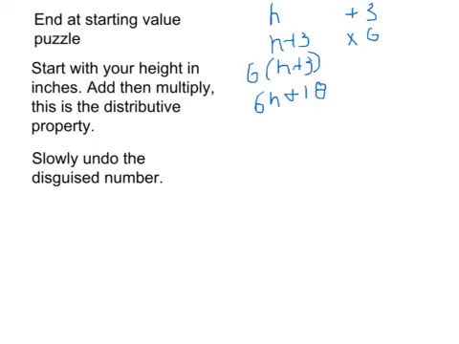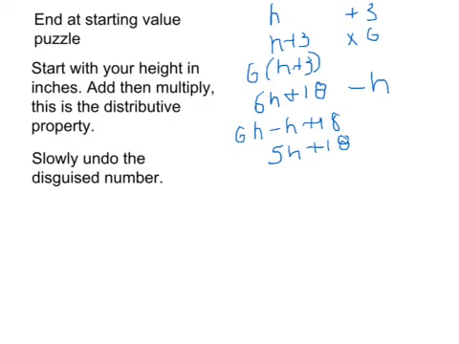Now, here comes the disguise part. You're not going to divide by 6, you're going to try to get back there some other way. So the first thing you might do is subtract your height. So minus h, and so you have 6h minus h plus 18, and that simplifies to 5h plus 18.